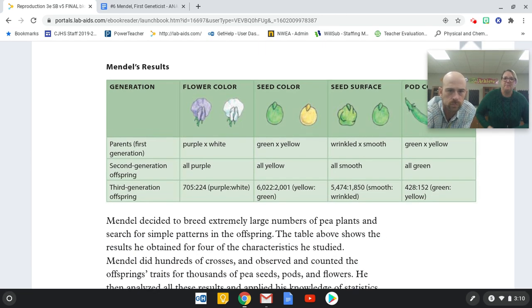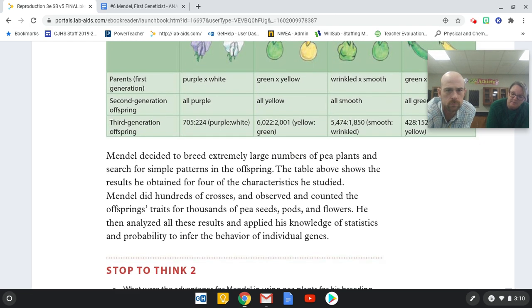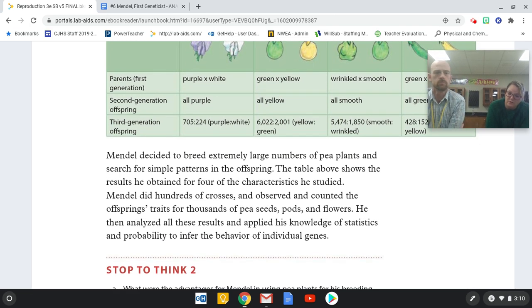Okay, moving on. Mendel decided to breed extremely large numbers of pea plants and search for simple patterns in the offspring. This table above shows the results he obtained for four of the characteristics he studied. Mendel did hundreds of crosses and observed and counted the offspring's traits for thousands of pea seeds, pods, and flowers. He then analyzed all these results and applied his knowledge of statistics and probability to infer the behavior of individual genes.